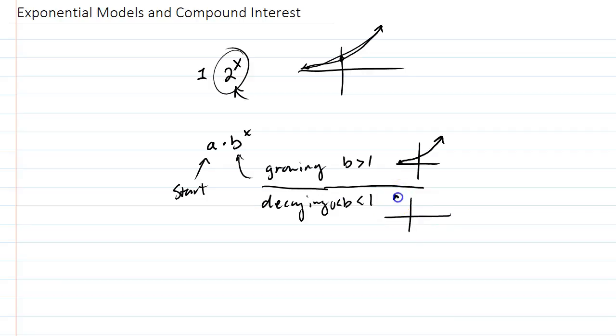If it's decaying, meaning b is less than 1, but still greater than 0, you're going to just see the opposite. It's flipped around, and you're going to see it get closer and closer to 0. It has an asymptote at 0. So, for example, if you had something like 0.9 to the x, this is going to be a downward exponential like this.